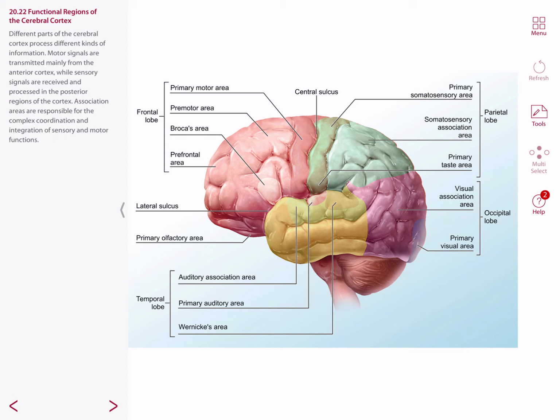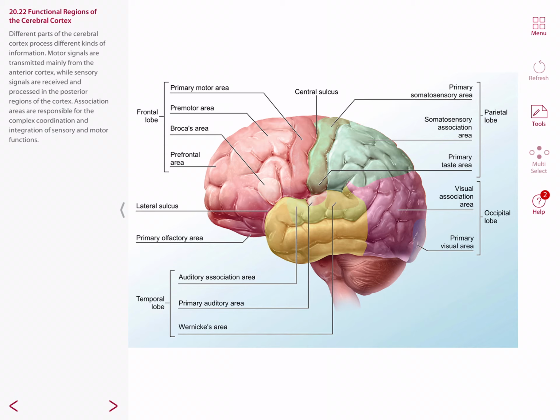You're going to have the Broca's area and the Wernicke's area. All of these have to do with speech and comprehension of speech. You can see the primary visual area, the visual association area, all in the occipital lobe. So again, occipital lobe, visual cortex. Higher thinking is in the frontal lobe.